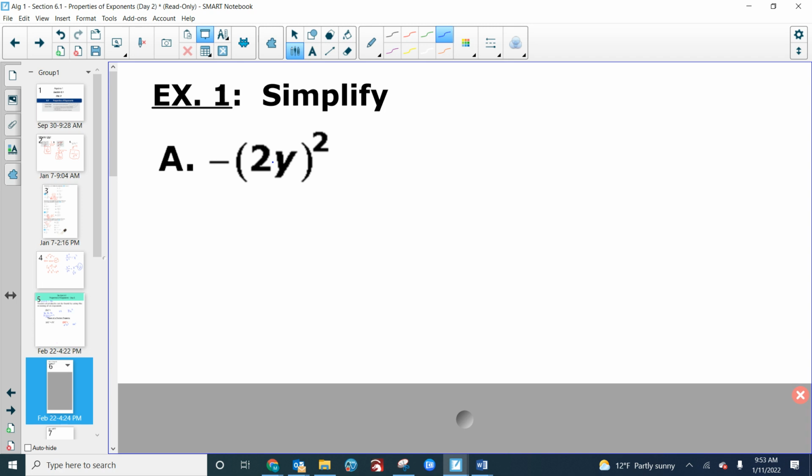What do I do with that negative? You keep it out front. So 2 to the second times y to the second is 4 times y squared. Good. And then times -1 makes it -4 times y to the second. That happens a lot.